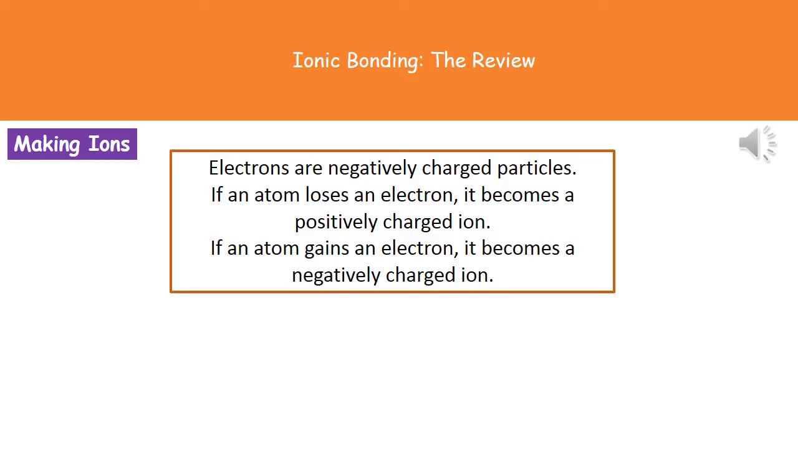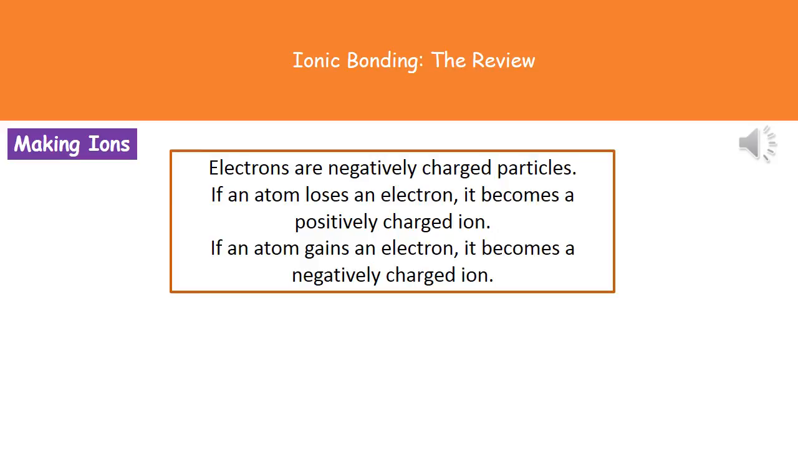From when we looked at the structure of the atom, hopefully we remember that electrons are negatively charged particles. So each electron has a negative charge on it. So if we have our atom, which remember has a neutral charge because it's got the same number of protons and electrons in its form as an atom, then if we lose an electron from the atom, we end up with a positively charged ion.